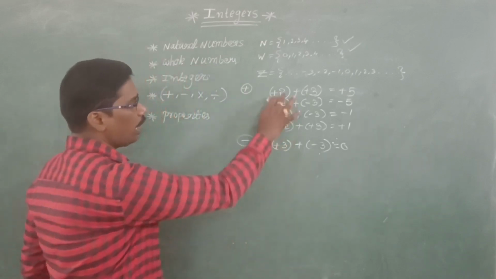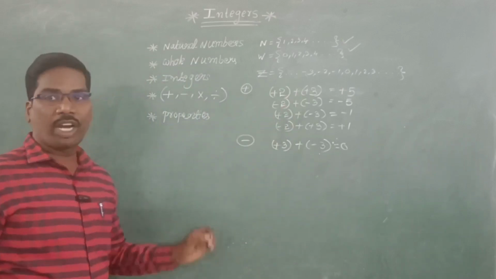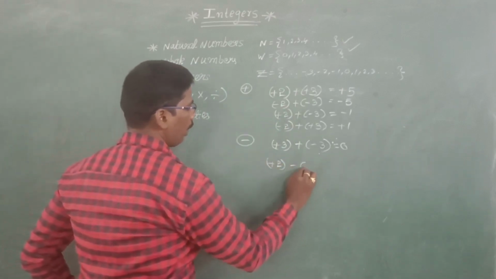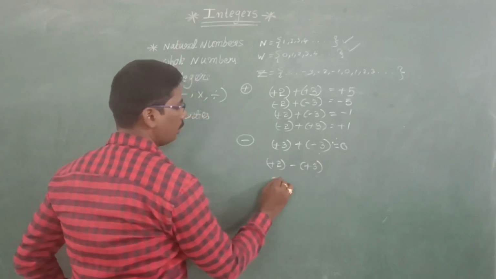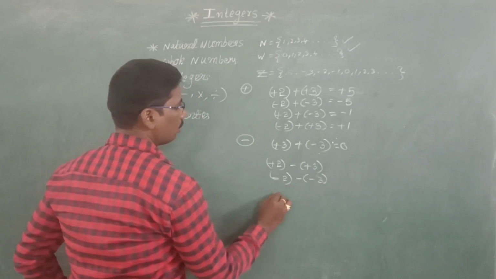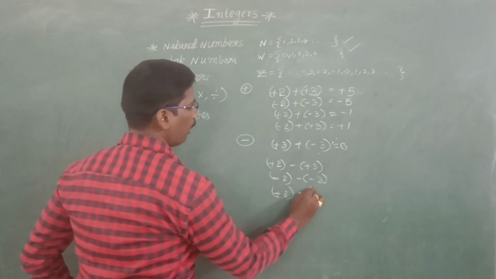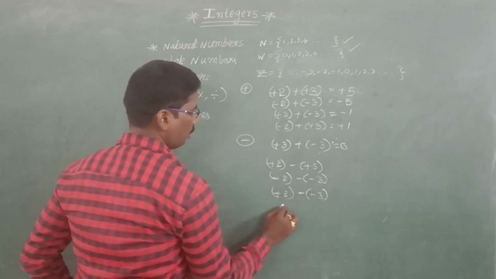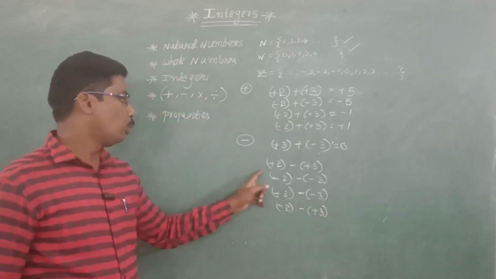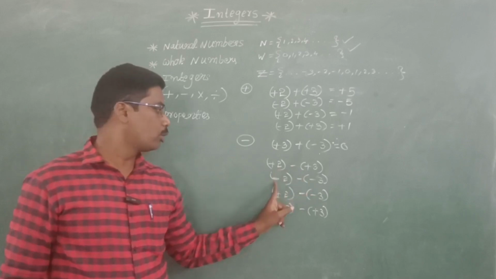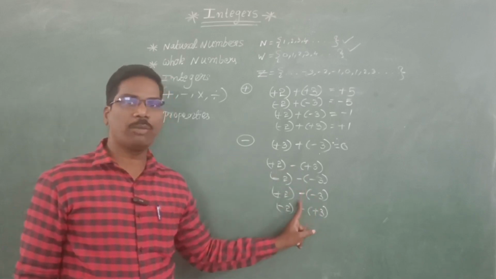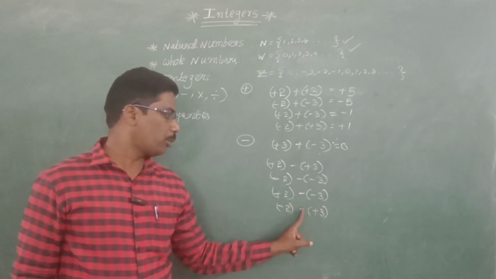How to do subtraction? Same example I am taking, but I am keeping the minus symbol. Plus 2 minus plus 3. Minus 2 minus minus 3. Plus 2 minus minus 3. Minus 2 minus plus 3. See, two positive numbers with a minus symbol in between, two negative numbers with a minus symbol in between, one positive and one negative, and one negative and one positive.